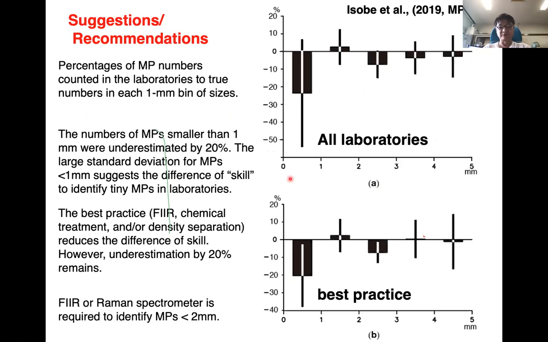Okay, this summarizes all our results. This upper panel shows our laboratories. Lower panel shows the best practice. Best practice means the laboratory using the FTIR, using the chemical treatment or density separation. So even if we use the procedure with the best practice, the microplastics smaller than 1 millimeter are always underestimated by 20%. So this is our technical limit to quantify, to measure the abundance of the microplastics by the procedure that we widely use at the present time.